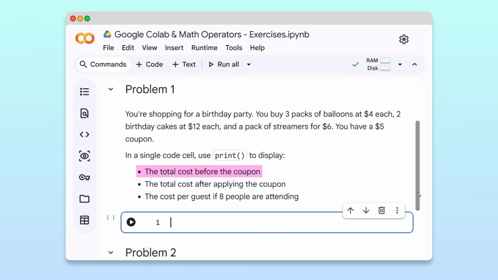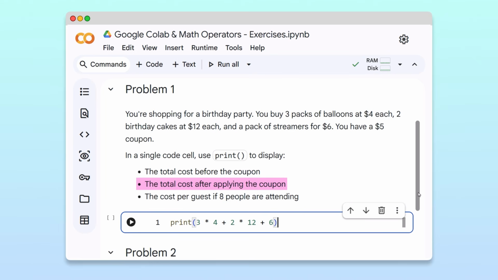Let's start by calculating the total before the coupon is applied. For each item we buy more than one of, we multiply the quantity by the price. For the balloons, which are 3 packs at $4 each, we write 3 times 4. And for the cakes, which are 2 at $12 each, we add 2 times 12. Then we add the flat $6 for the streamers. To display the result, we wrap the whole thing in the print function.